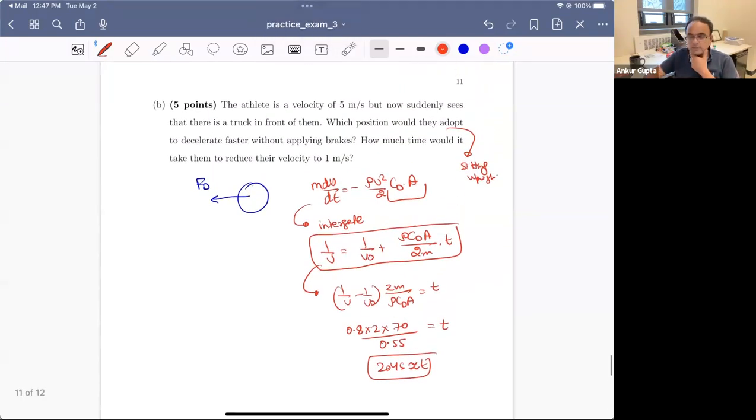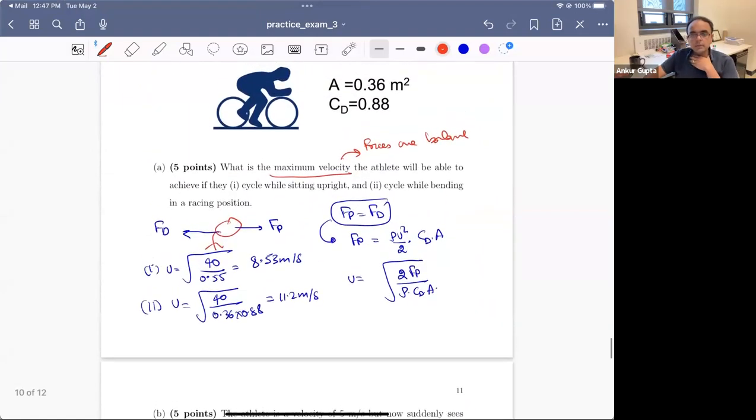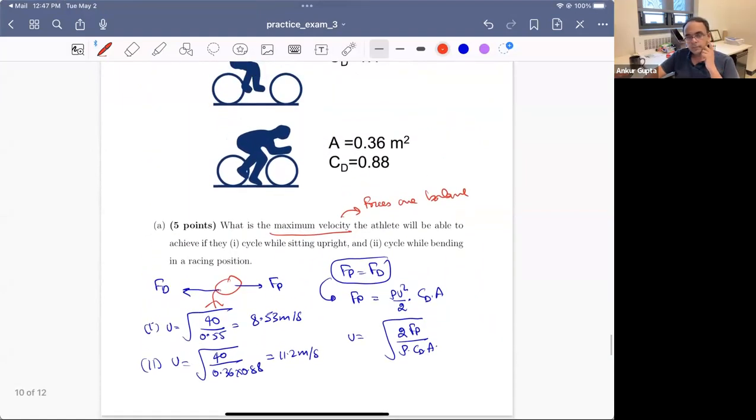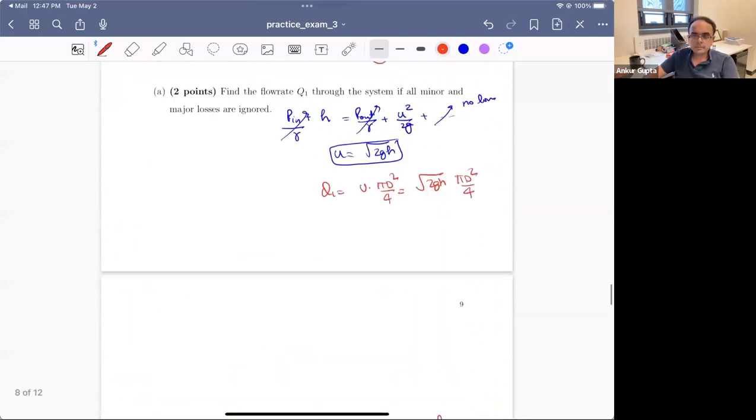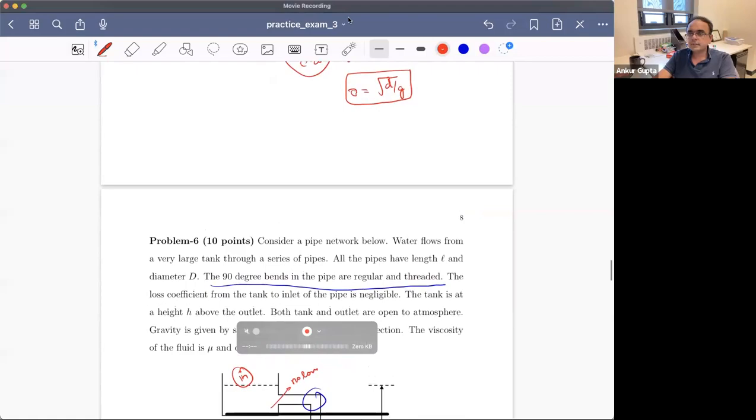Yeah, so this was a deceleration question, a relatively easy one. These were pretty straightforward. Yeah, so this is the entire exam. I hope this was helpful. Yeah, feel free to let us know if you have any questions, and hopefully this is helpful for final prep.